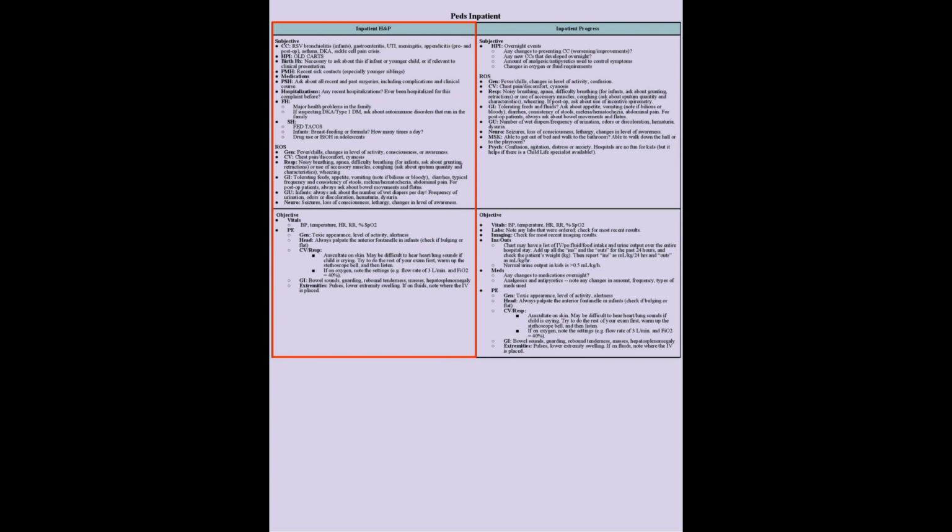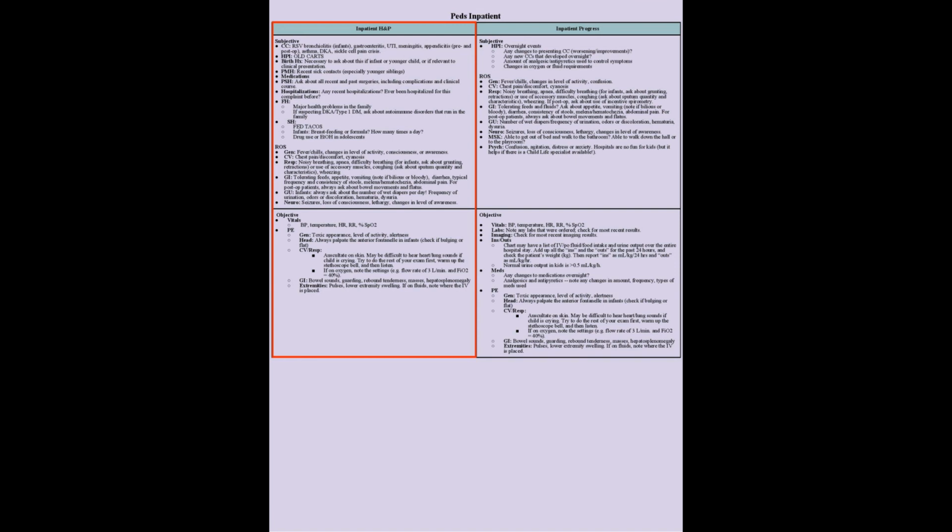Okay, so for the inpatient H&P, you want to do your OLD CARTS. You can ask about the birth history if it's relevant to the clinical presentation, or if you have a patient who is an infant or a younger child. Basically, if you have a baby, you want to always ask about their birth history no matter what. Okay, so you also want to ask about whether they've had any recent sick contacts, especially younger siblings. They're basically a petri dish for different infections.